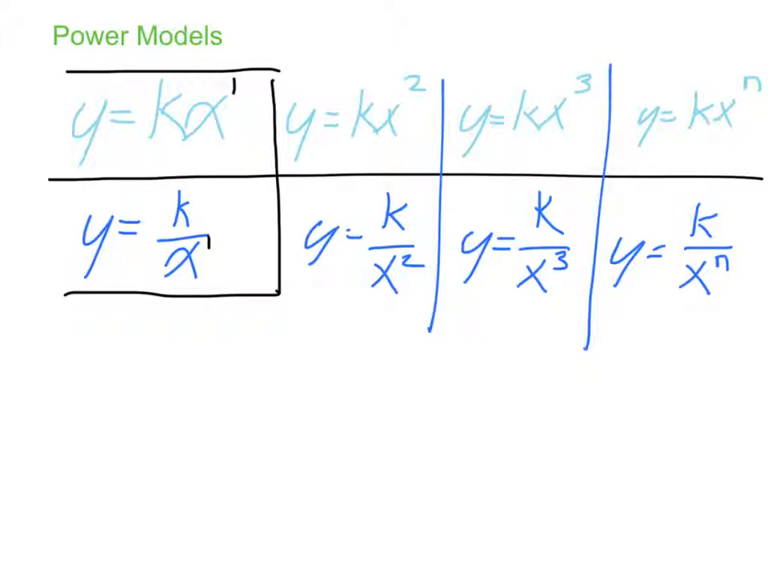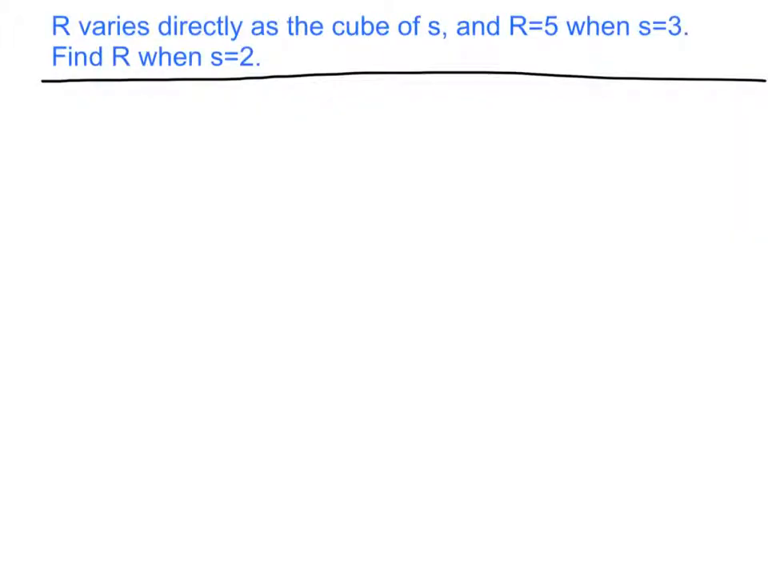So when you're looking at these types of direct variation and inverse variation, we're talking about power models, situations where we take the direct variation formula and raise this x to some power other than 1. These are less common in real-world situations, but they're still interesting to consider. Let's look at some examples. Okay, so let's work through an example of a power model with direct variation.